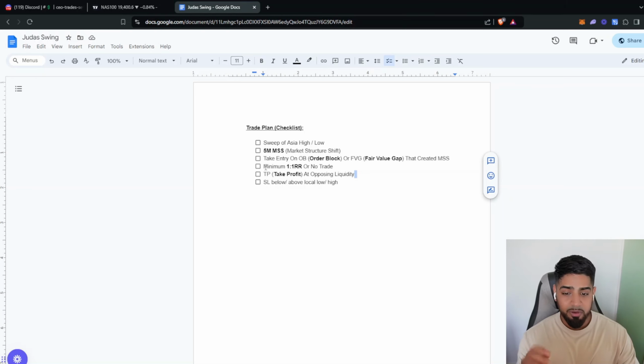We're going to target a minimum of a 1-to-1 risk to reward. If that's not there, we don't trade. We put our take profit at the opposing liquidity. This will make sense a little bit further on when I give you a few more trade breakdowns. And we put our stop loss above or below the most local high or low.